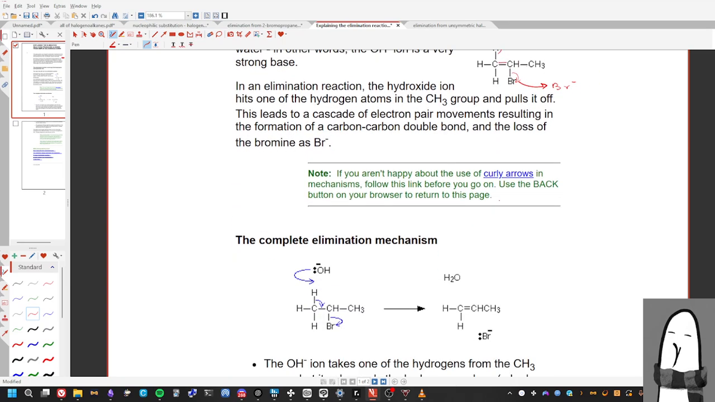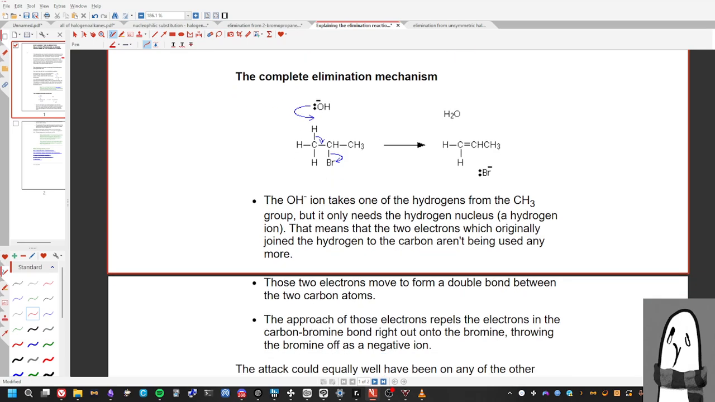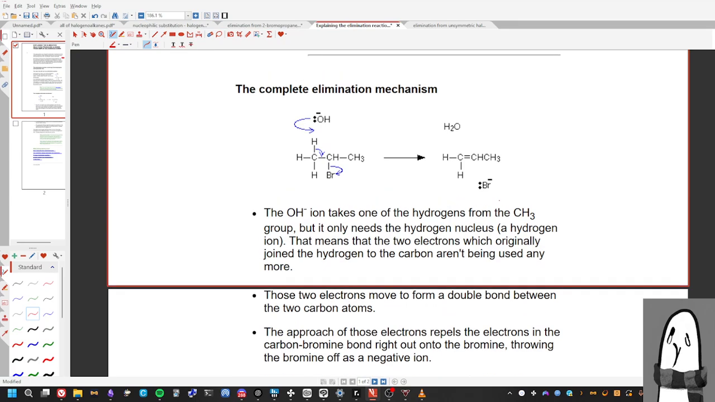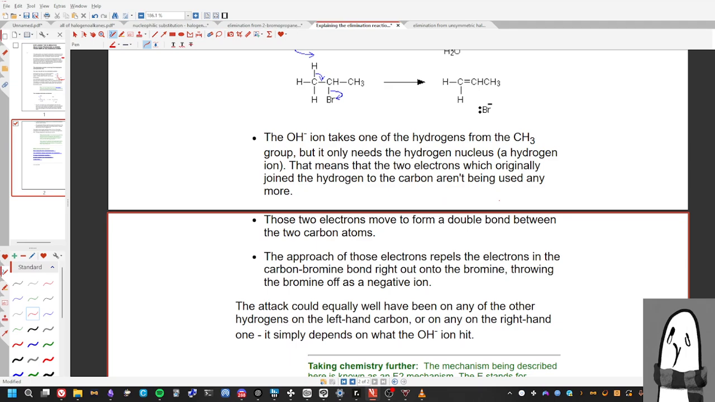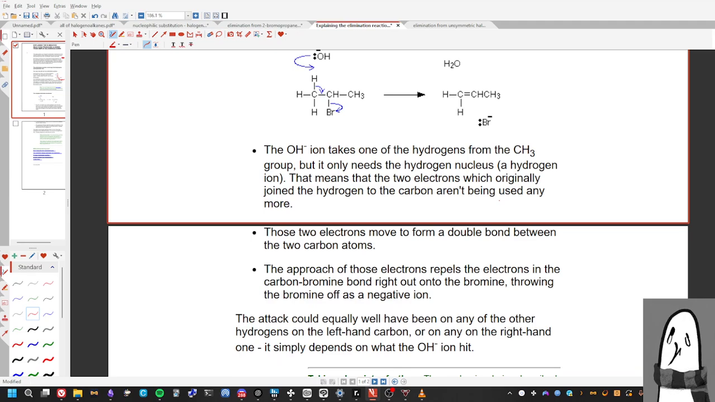The complete mechanism is the OH takes one of the hydrogens, but it only needs the hydrogen nucleus, a hydrogen ion. So the pair of electrons from the hydrogen aren't needed. That means the two electrons which originally joined the hydrogen to the carbon aren't being used anymore. So those two electrons go to form a double bond. That's sick. The approach of those electrons repels the electrons in the carbon-bromine bond right out onto the bromine, throwing off the bromine as a negative ion.